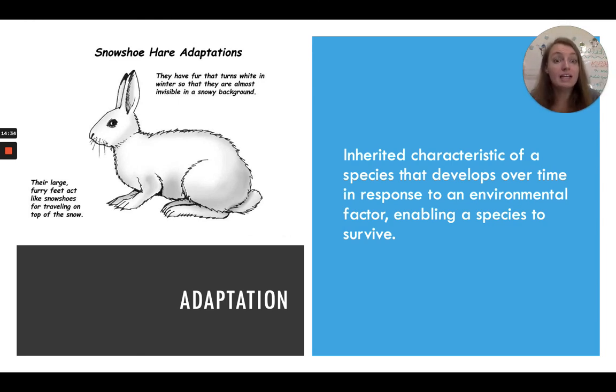So this trait is advantageous. It gives them an edge from running away from predators. It's allowed individuals, so this little guy, to survive because he's able to get away from predators and then to pass on that trait to its babies. So that is an adaptation.